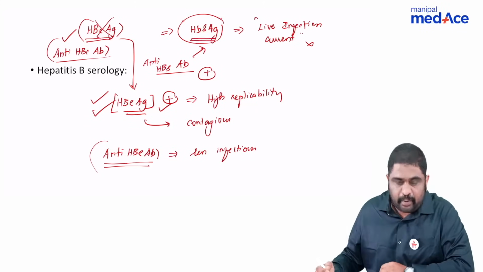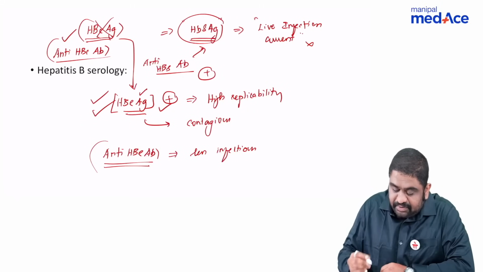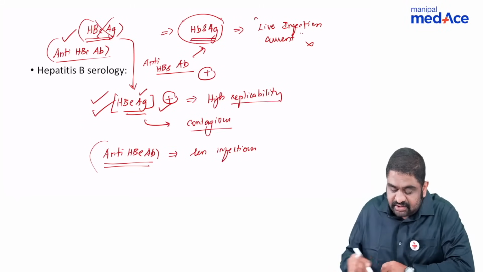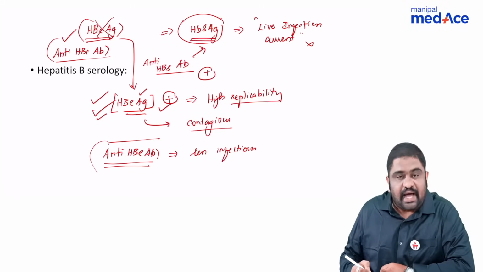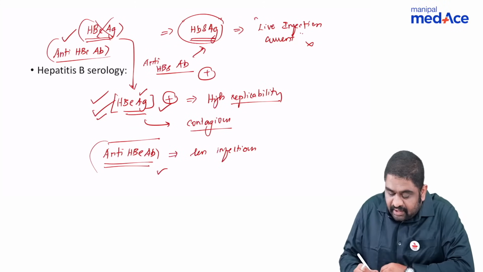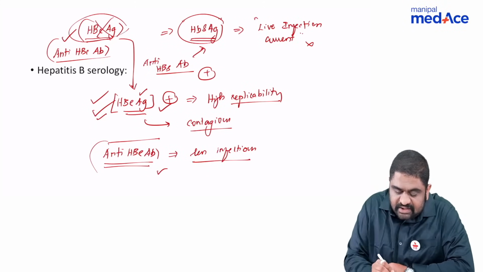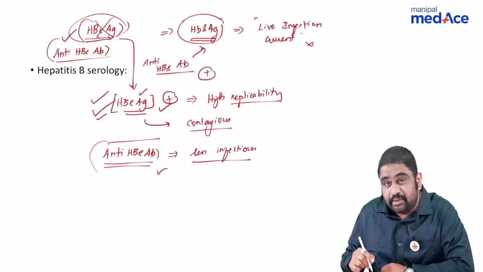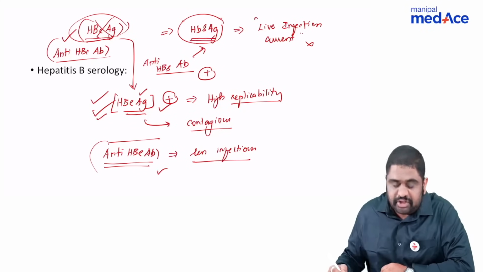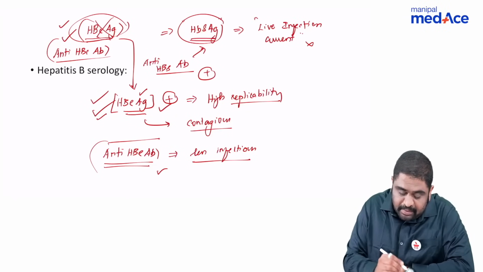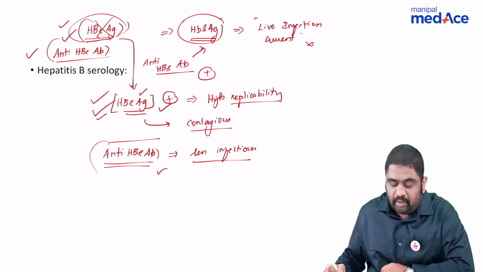So let's have a quick recap. HBe antigen speaks about replicability and contagiousness. If it disappears, then appears the anti-HBe antibody. That indicates the patient is less infectious or contagious. The HBc antigen is the first antigen to disappear. And when it disappears, immediately anti-HBc antibody appears.